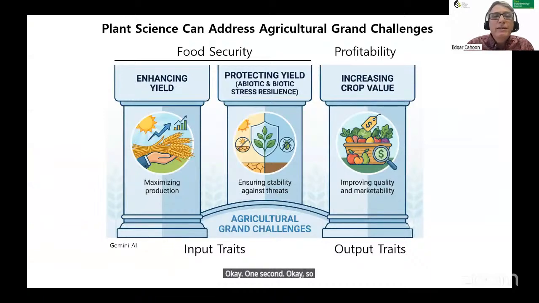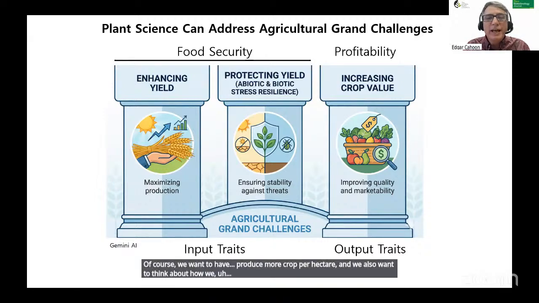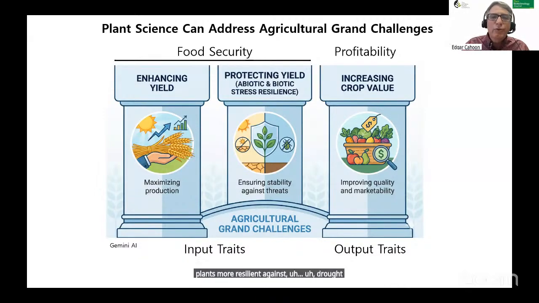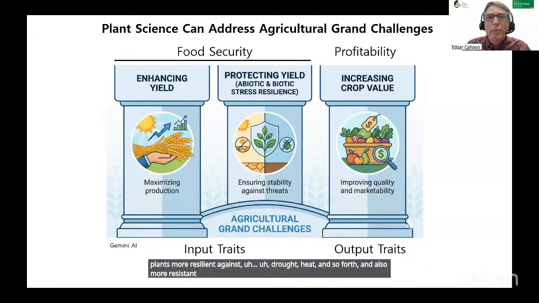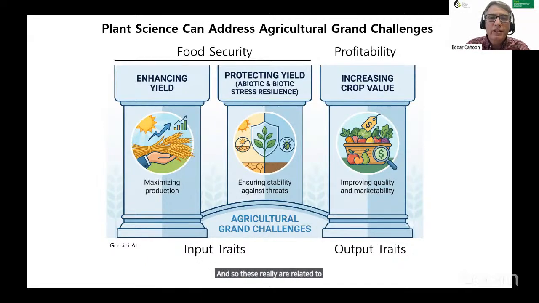Okay, so as plant scientists, I think we have the opportunity to really address major agricultural grand challenges. And two of the major challenges really revolve around food security. Of course, we want to produce more crop per hectare. And we also want to think about how we can protect yields. That means how can we make plants more resilient against drought, heat, and so forth, and also more resistant to pathogens like insects, bacteria, fungi. And so these really are related to food security.